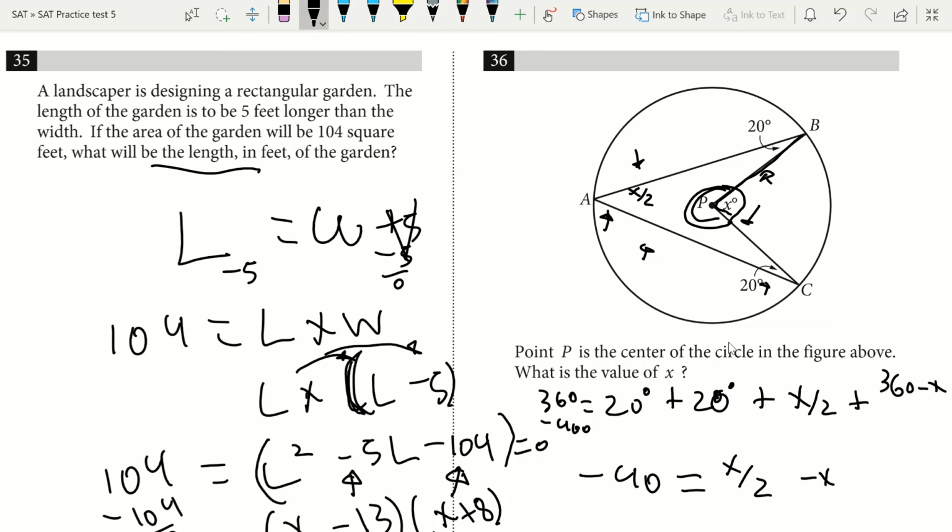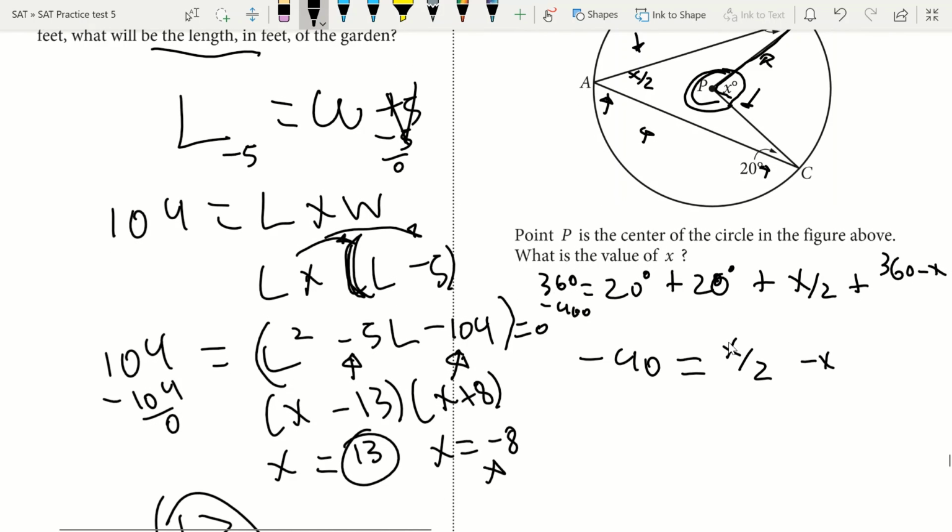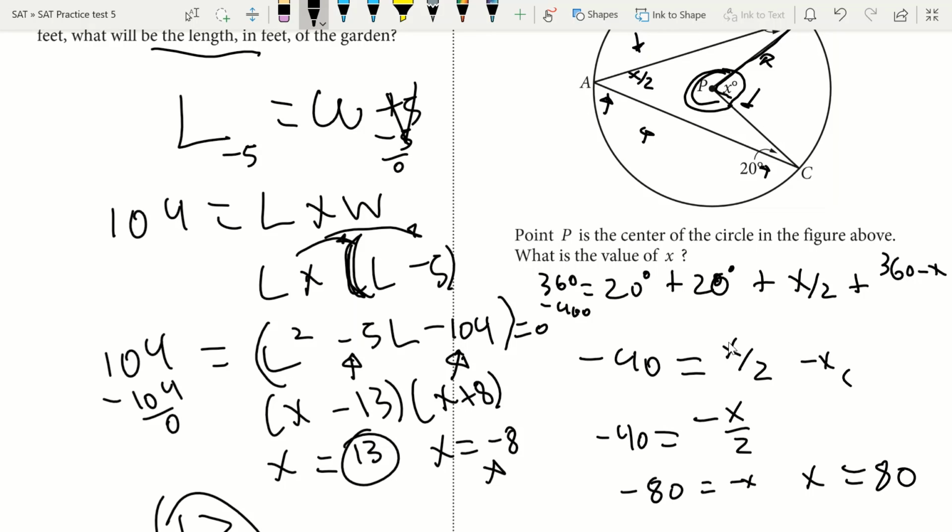X over 2 minus x gives me minus x over 2, so I have minus x over 2 equals negative 40. Multiply each side by 2, and I get negative 80 equals negative x. When I divide each side by negative 1, I get x is equal to 80. So my answer is 80.